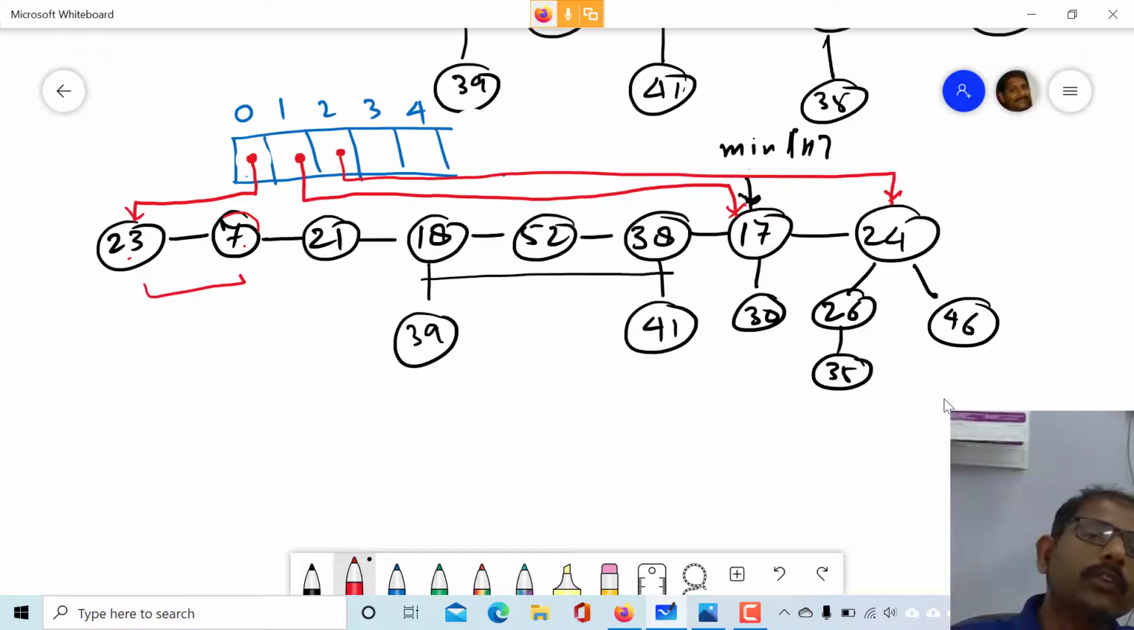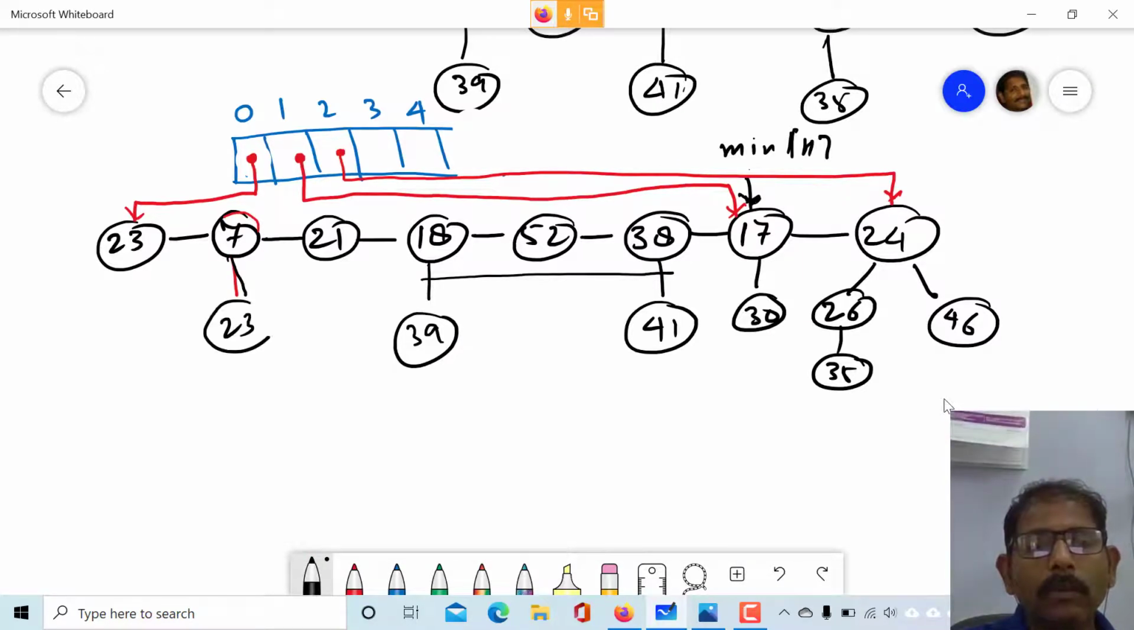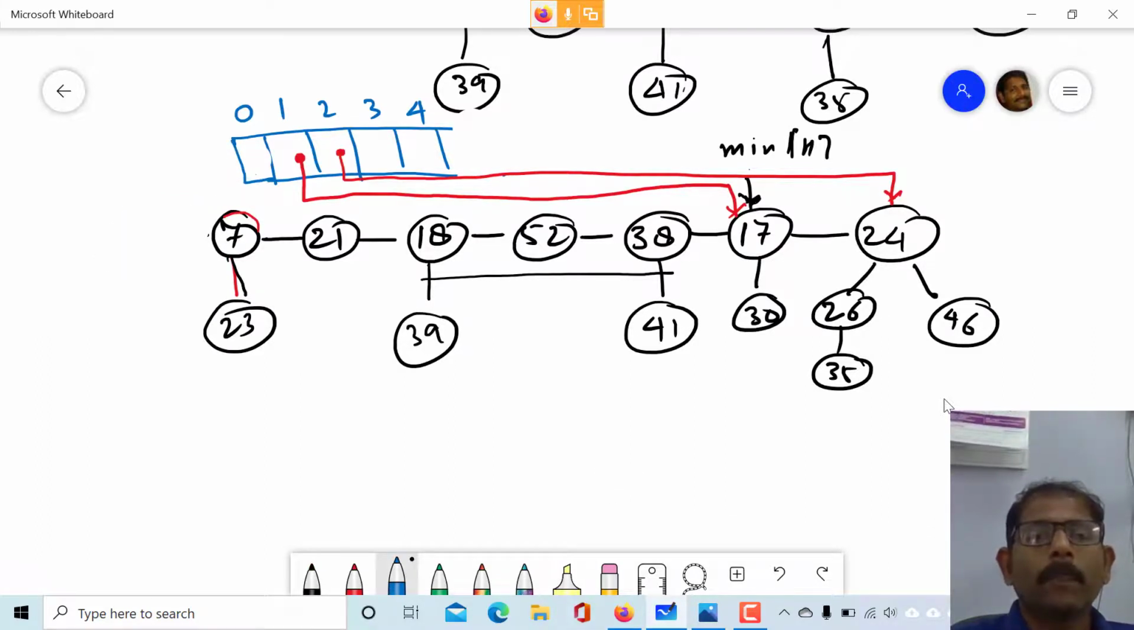So 23 has a higher value than 7, therefore 23 will become the child of 7 here. You will make 23 a child of 7, so it will become like this. 23 will become the child. Now its degree is 1. Okay, its degree is 1 now.